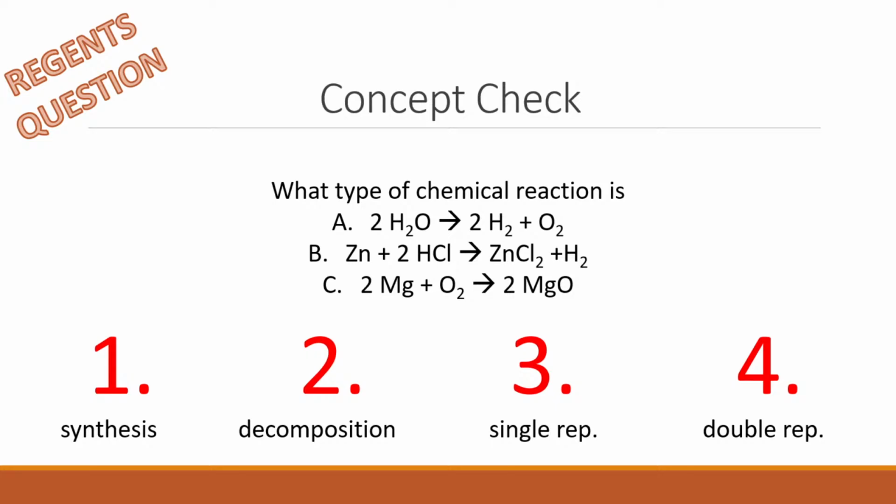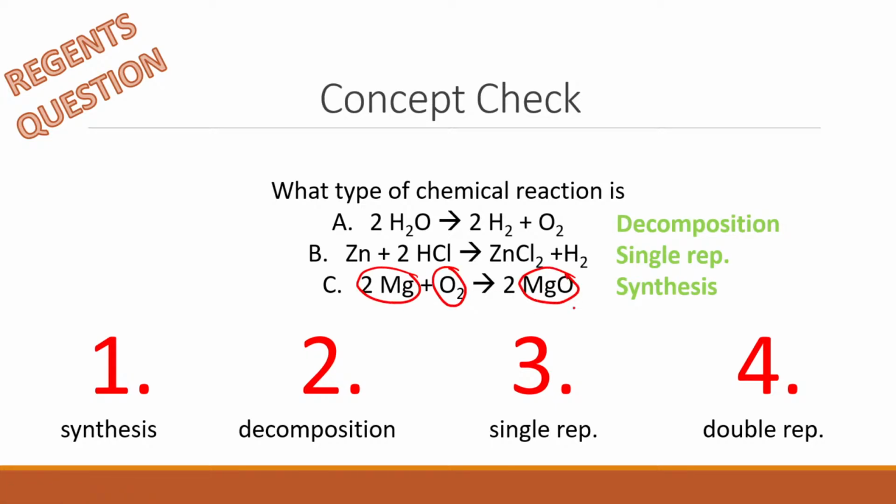These three equations, when we look at them, we get A is a decomposition reaction. You have one reactant breaking down into multiple products. B is a single replacement reaction. The zinc replaces the hydrogen. So now the zinc is in the compound, the hydrogen is outside of the compound. And C is a synthesis reaction. Multiple reactants combine to make one product.